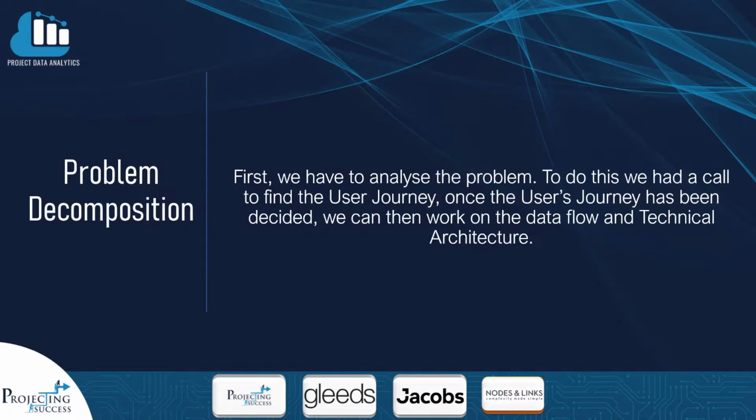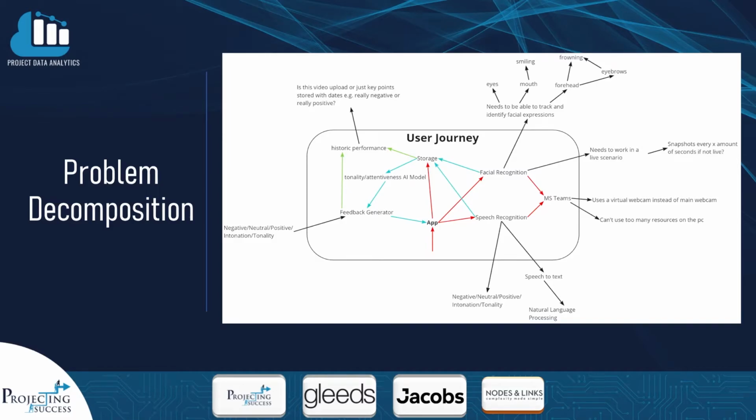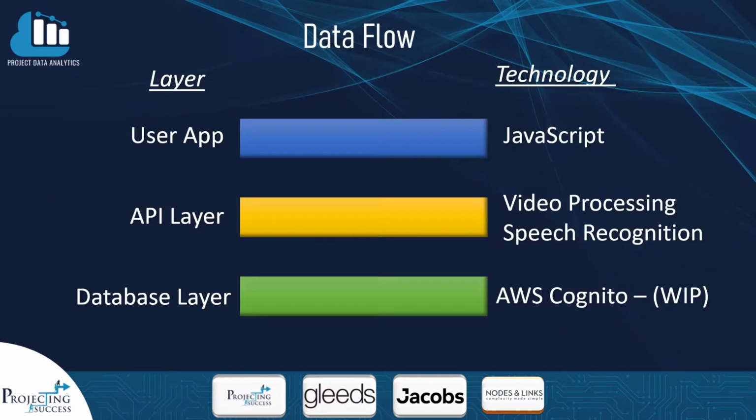So obviously we had to decompose the problem, which meant we had to analyze it first. So we joined a call, went and found the user journey, and then using that we could find the data flow and the technical architecture. Here is our user journey. This was our little mind map where we went through to find the flow of how we wanted everything. Here we have the data flow. We split it into three main parts, and all of the back-end stuff, such as the video processing and speech recognition, was done under the API layer.